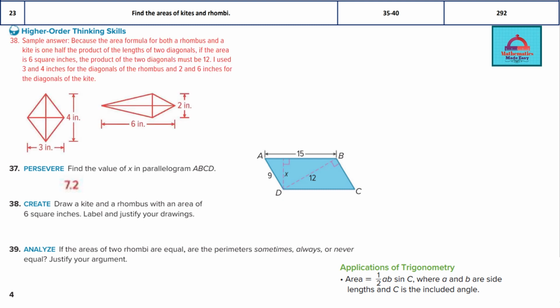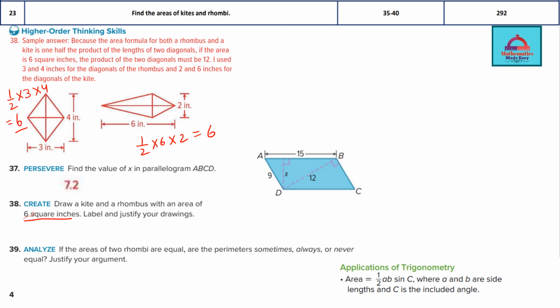So here you have to draw a kite and a rhombus with an equal area of 6 square units. The first figure that you see here is a rhombus. Remember, the formula for area of rhombus is 1 by 2 product of diagonals. So when you multiply that, it comes out to be 6. Similarly for this kite, if you multiply the two diagonals and divide by 2, it's going to be 6. So both have 6 square inches as the area. Label and justify your drawings. So I've already labeled here, and this is the answer, the formula.